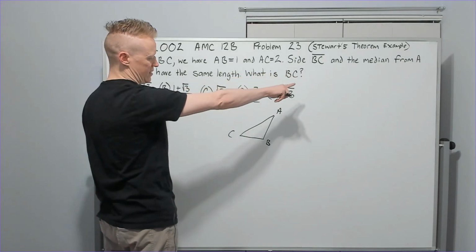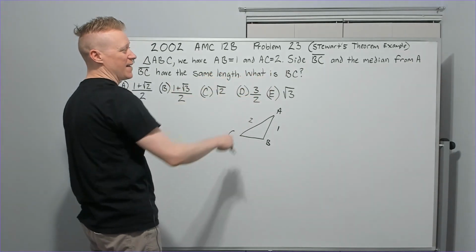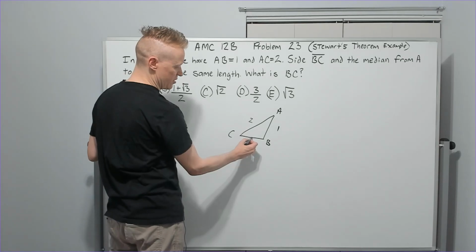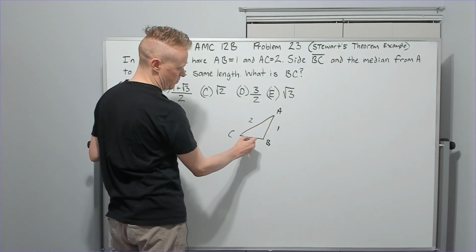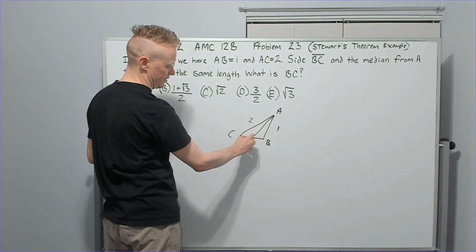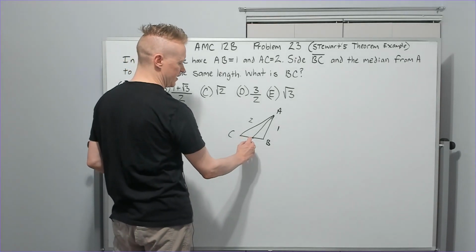Side BC, so this is 1, this is 2. Side BC and the median from A. Well, where's the median from A? Well, the median from A goes to the midpoint. So I would find the midpoint maybe here or so. I'm going to connect that so I can draw a straight line. This would be the midpoint. I'm going to call it M or something.